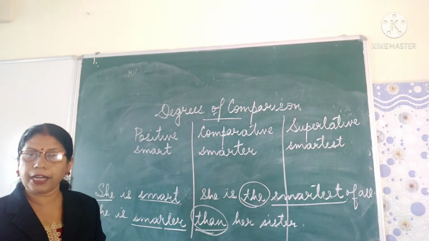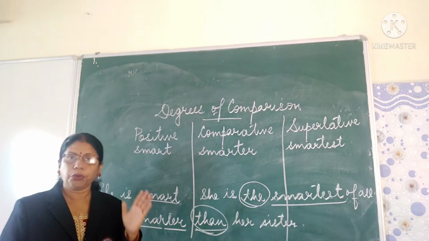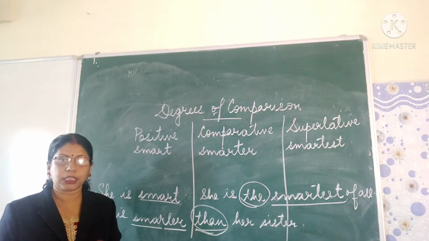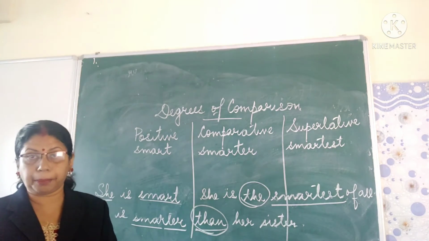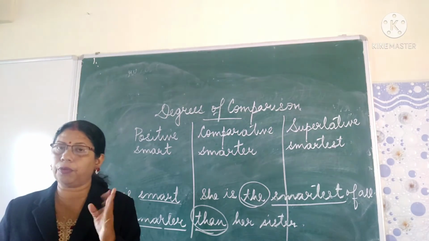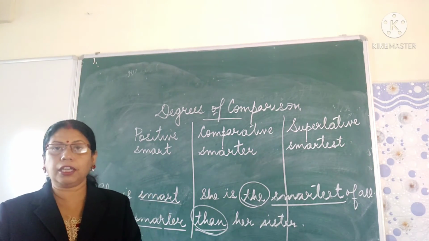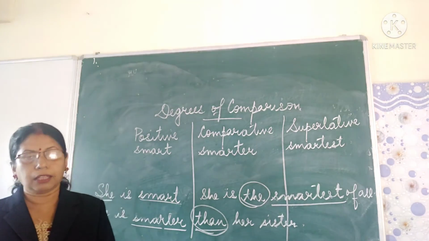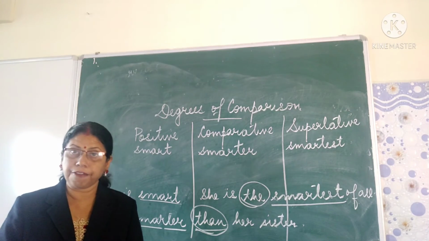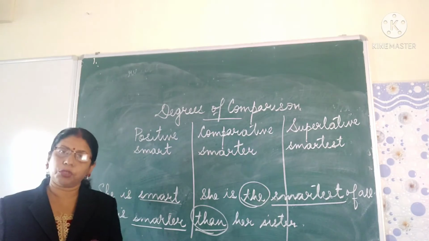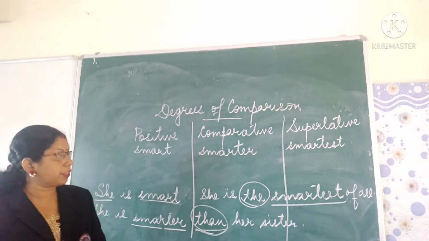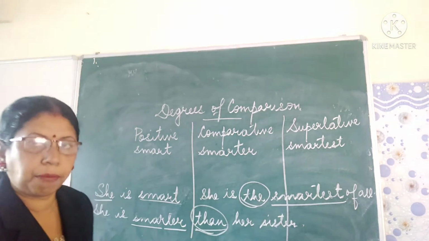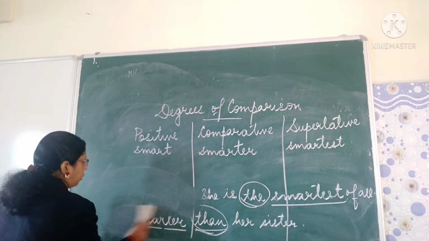How do you identify that? First, in a sentence, you have to identify the adjective. Once you identify the adjective, if you see that it is being compared with another person, then that is your comparative degree. If there is no comparison, rather it is giving the quality of that person, then that is your positive degree. And if the comparison is between more than two, then that is your superlative degree. Let me give you some more examples of adjectives.